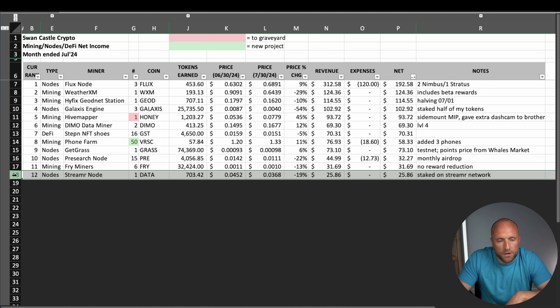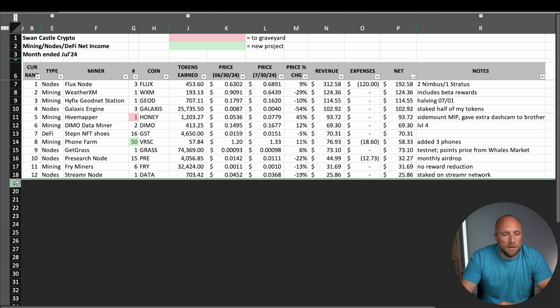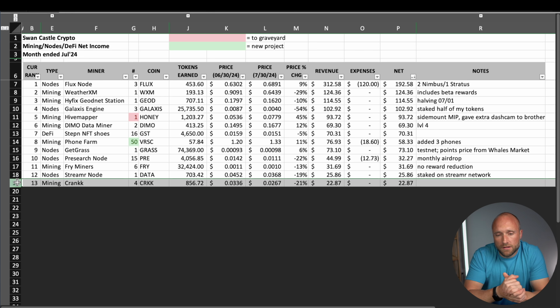Number 12, my Streamr node. I have this staked on the Streamr network, making just under $26 for the month. Number 13, we have Crank. I have 4 devices running on Crank, generating $23 a month.